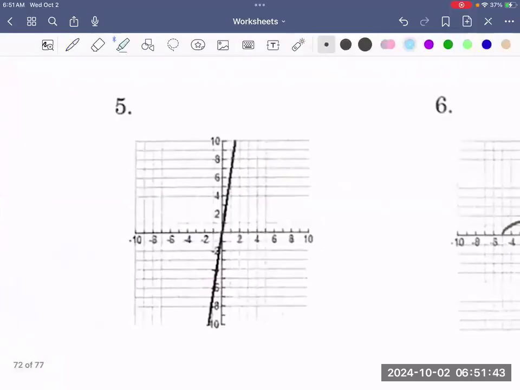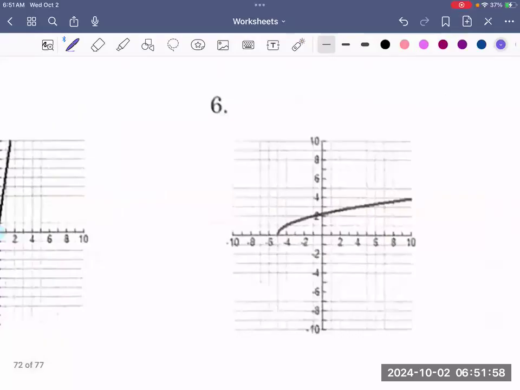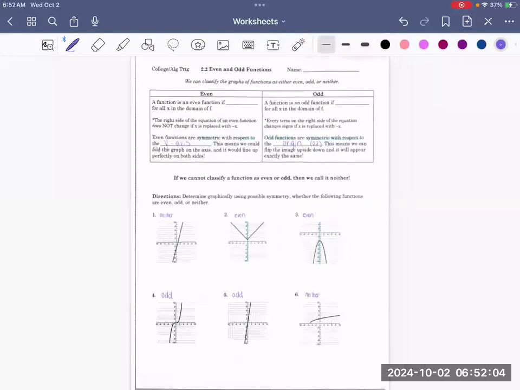How about this one? Now, again, this being your origin, what's happening above is also happening below. So this is also an odd function. And lastly, this one is neither. So this is how you can tell if your graph is odd or even.